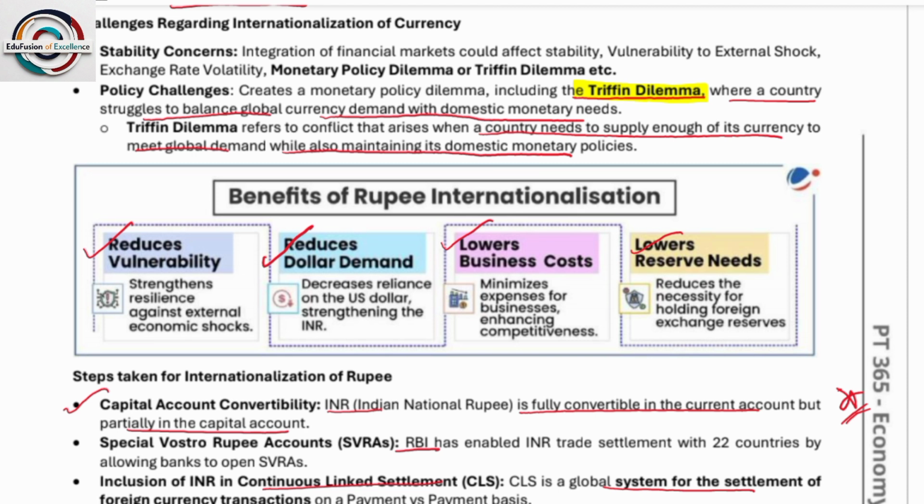So what are the challenges? There are many, such as policy challenges. And what is the Triffin dilemma? So see, the Triffin dilemma refers to a conflict that arises when a country needs to supply enough of its currency to meet global demand while also maintaining its domestic monetary policy. Now see one thing, what is the Triffin dilemma? For example, India. There is a sudden demand for Indian goods in a foreign country. So everyone has to do transactions in Indian rupees if there is no such agreement between international nations on the rupee or anything else.